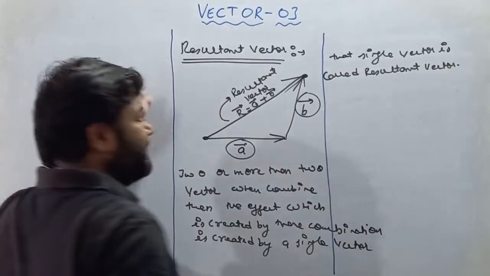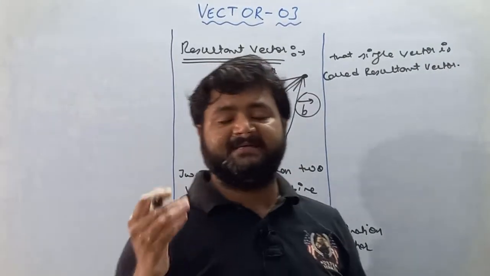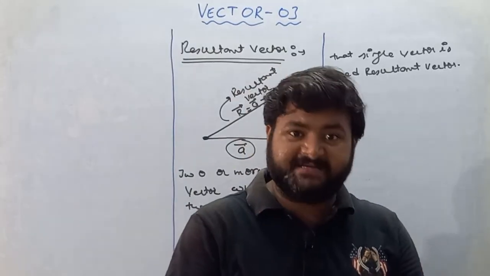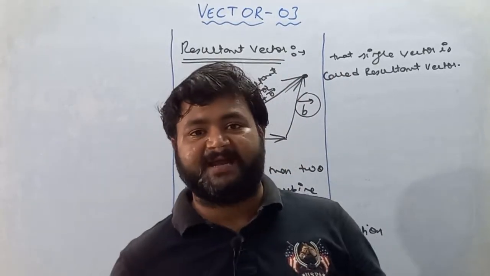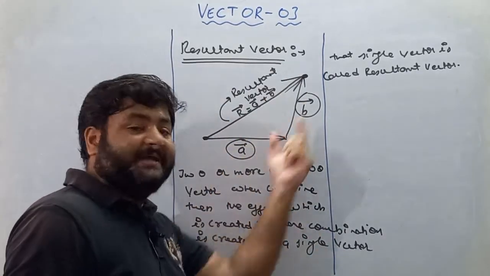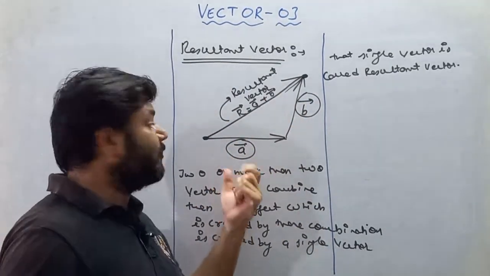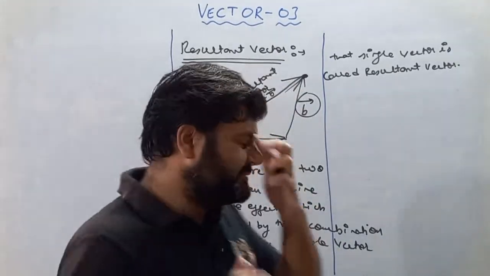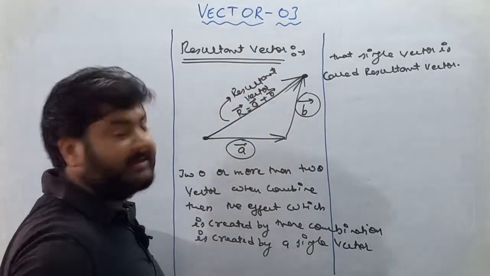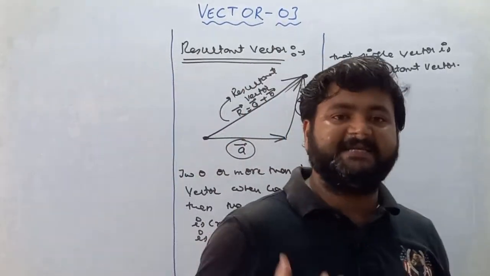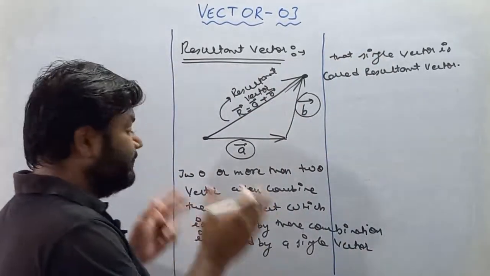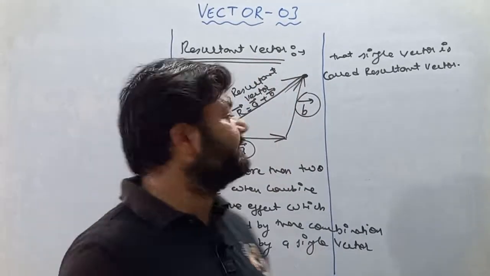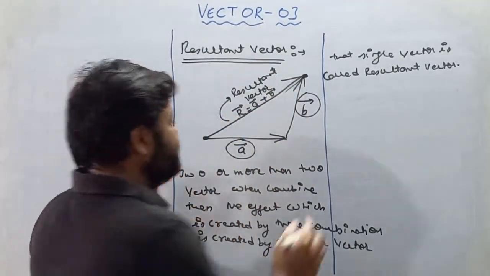That single vector is called, my dear student, the resultant vector. Remember, effect stands for direction as well as magnitude. Whatever the magnitude and direction for the combination of these two vectors, that combination of magnitude and direction is created by one single vector. That single vector is called the resultant vector. So the effect created by two or more than two vectors is similar to the effect created by the resultant vector.